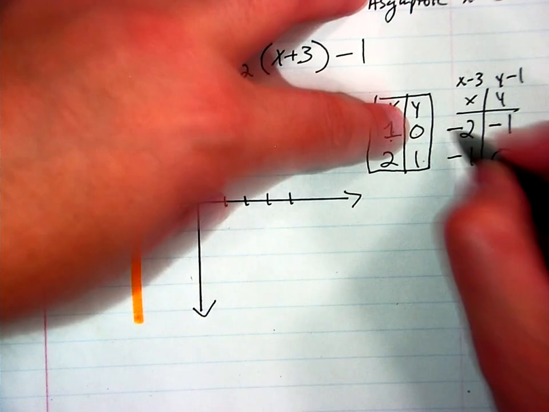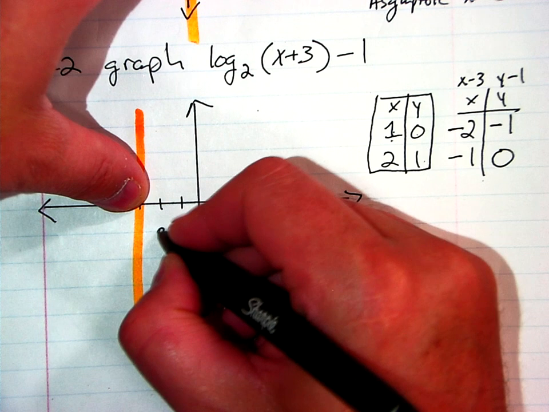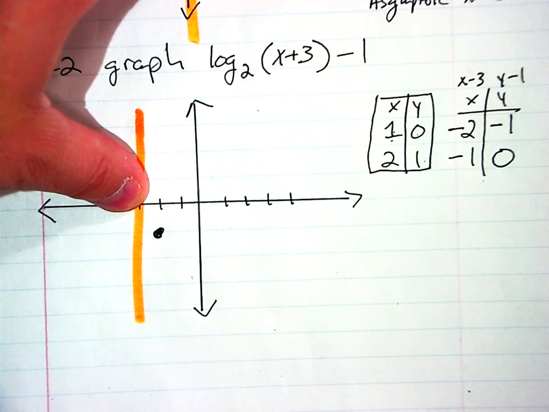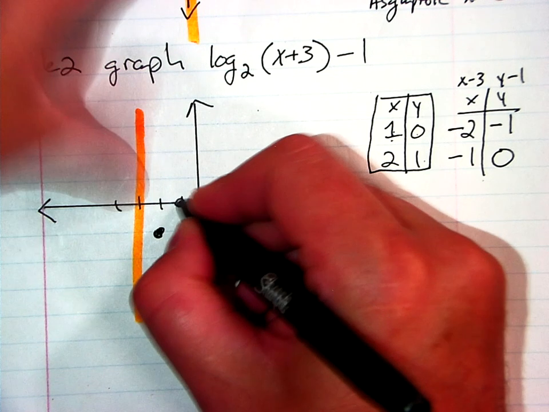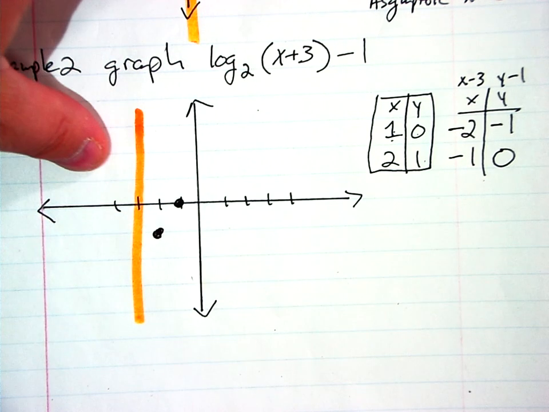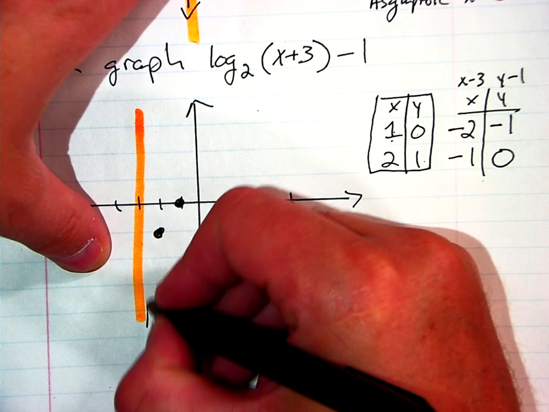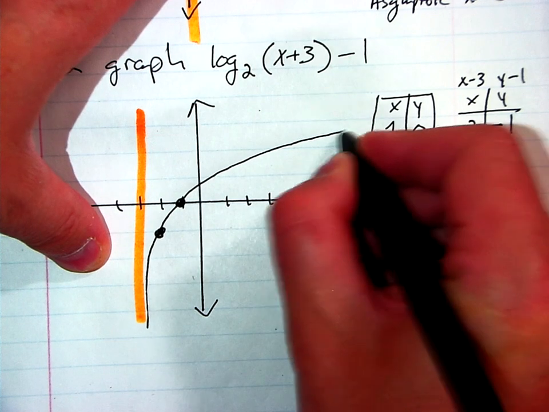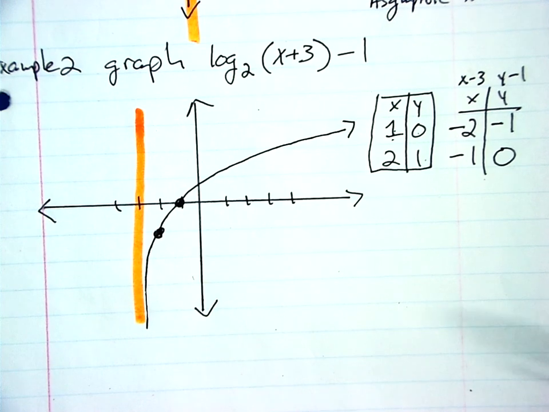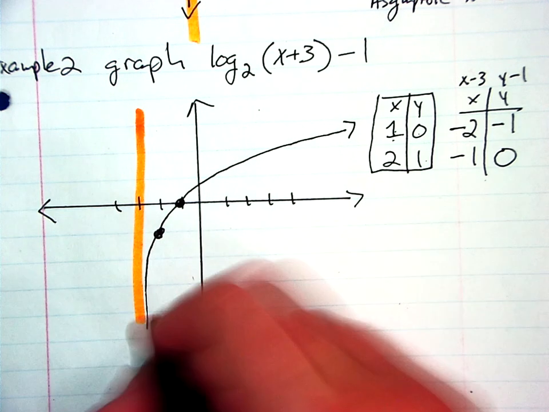Let's graph these points here. So I go back 2, down 1, and put a point there. I go back 1, up 0, and put a point there. Now, I know I'm not going to cross my asymptote, so it comes up, it curves through, and it just goes to the right. And this is a sketch. This is not an exact graph, so as long as you get it close, I am happy.